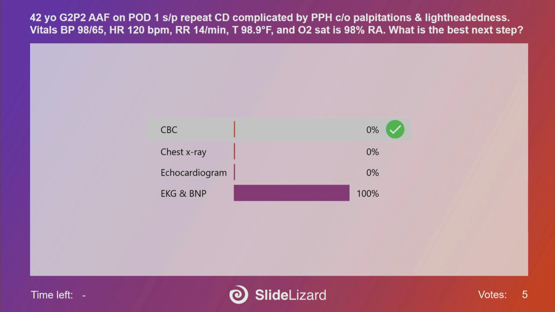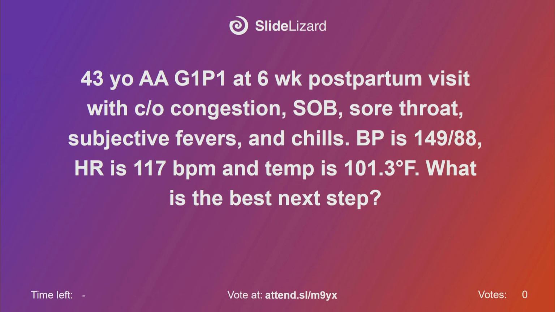Very good points there. So our next case, this is a 43-year-old African-American female, G1, P1 at 6 weeks postpartum visit, having complaints of congestion, shortness of breath, sore throat, subjective fevers and chills. Blood pressure is 149/88, heart rate is 117, and temp is 101.3. What's the next best step?